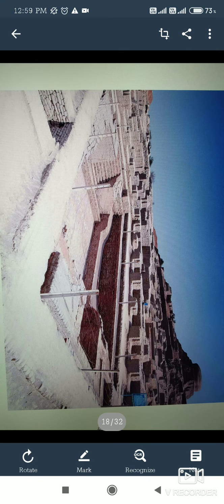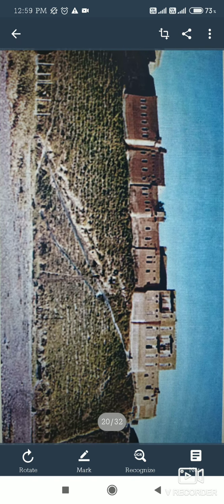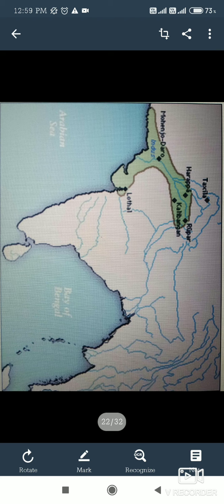So these are four pillars. Okay, one, two, three. They had erected some columns at the side of the great bath, and some staircases are there and a long staircase also. Then these are also town planning pictures. This is the fortress, okay, this is the citadel. This is also the Great Bath, pictures of the Great Bath. And this is the map of India, where you will get the Harappa and Mohenjo-daro sites, okay.